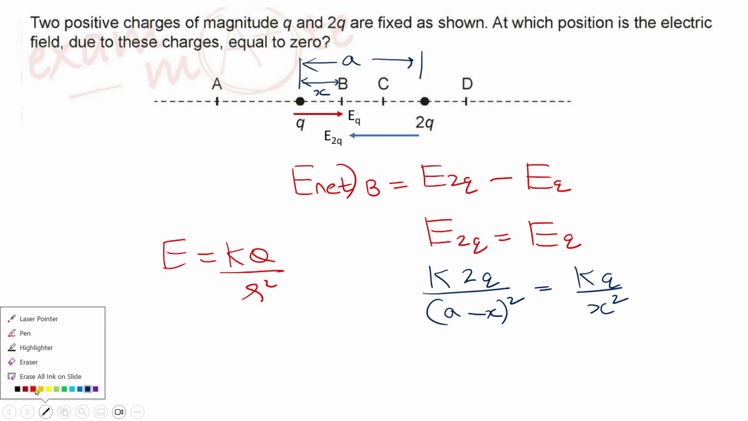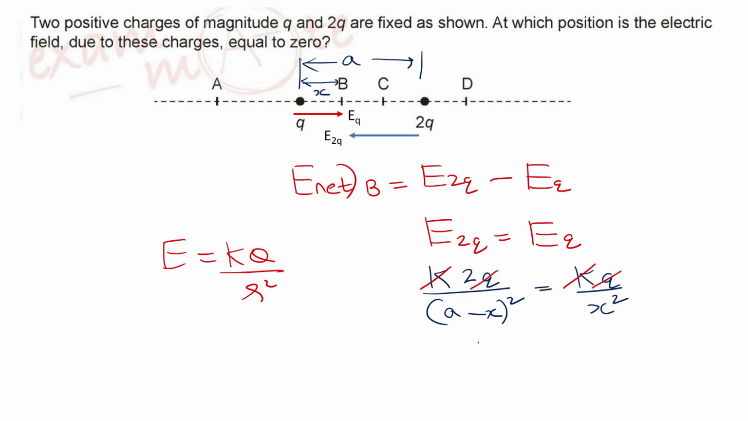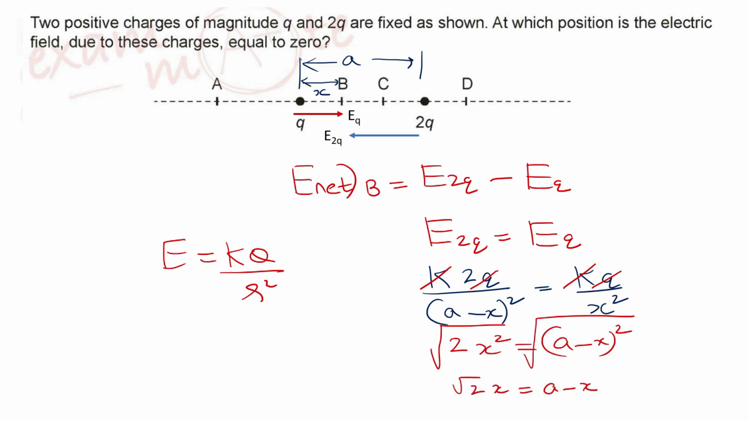And let's simplify this. So we can see the K will get cancelled out, the Q will get cancelled out, and let's cross multiply. On cross multiplication, we'll get 2x square is equal to A minus X whole square. To simplify this, we take square root on both sides of the expression. So the expression becomes root 2x equals to A minus X.